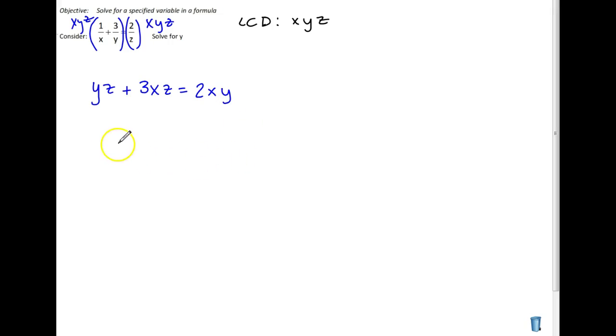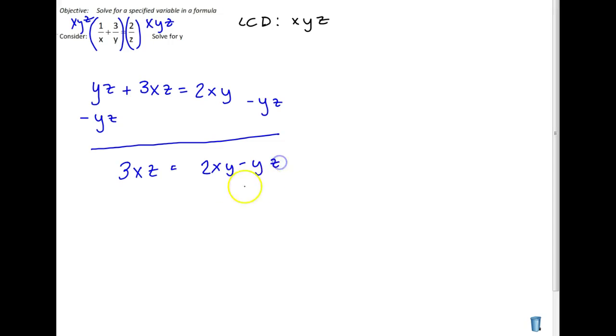My goal is to solve for y, so I need to move everything that has a y to one side of the equation. So I'm subtracting my yz here. Okay? So now what I'm left with is my 3xz, and that is equal to 2xy minus yz. Since both of these expressions have a y in them, I can factor out the y, and then I'm left with 2x minus z. Okay? This guy over here, he stays as the 3xz.